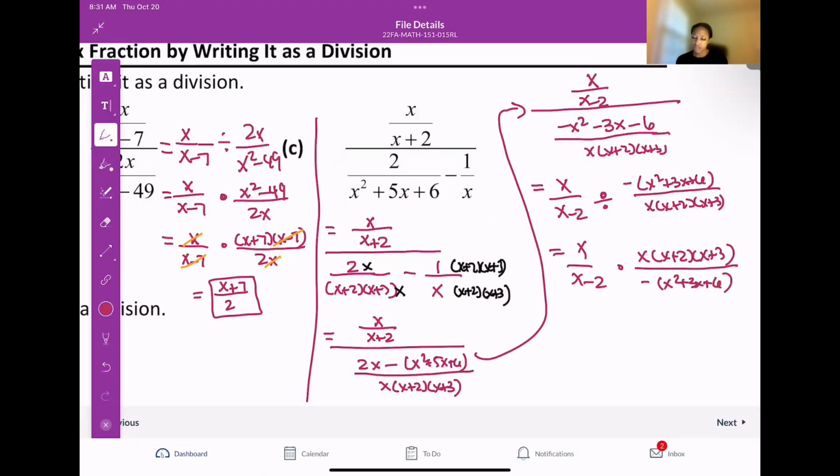X squared plus 3x plus 6 does not factor. So then, yeah, there's nothing else we can do. We can multiply everything together, okay? And then that'll be our final answer.